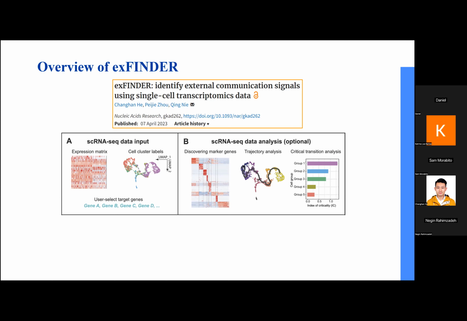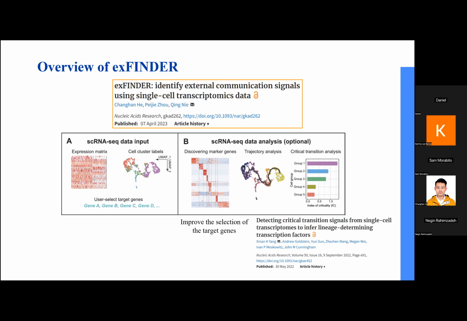And then trajectory analysis can also provide helpful information that can help us look for the possible signals and possible sender cells. And then also the last one, critical transition analysis.